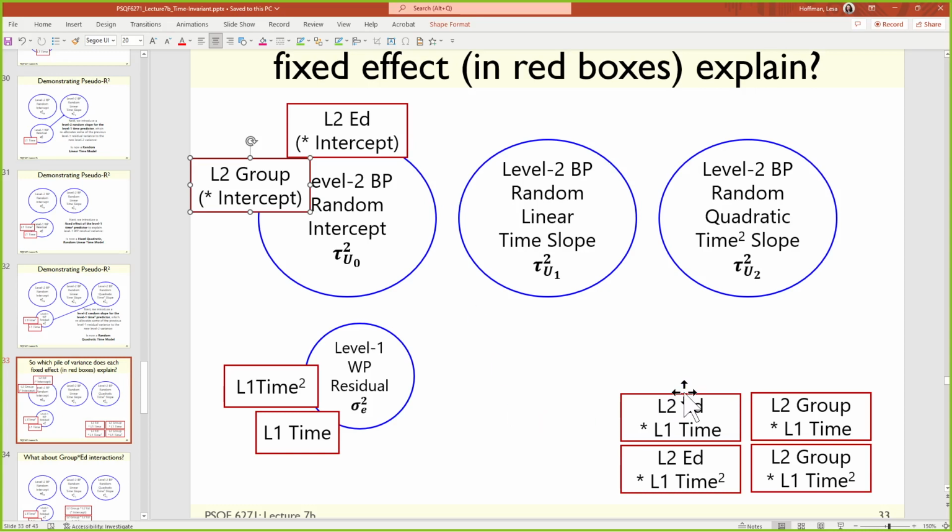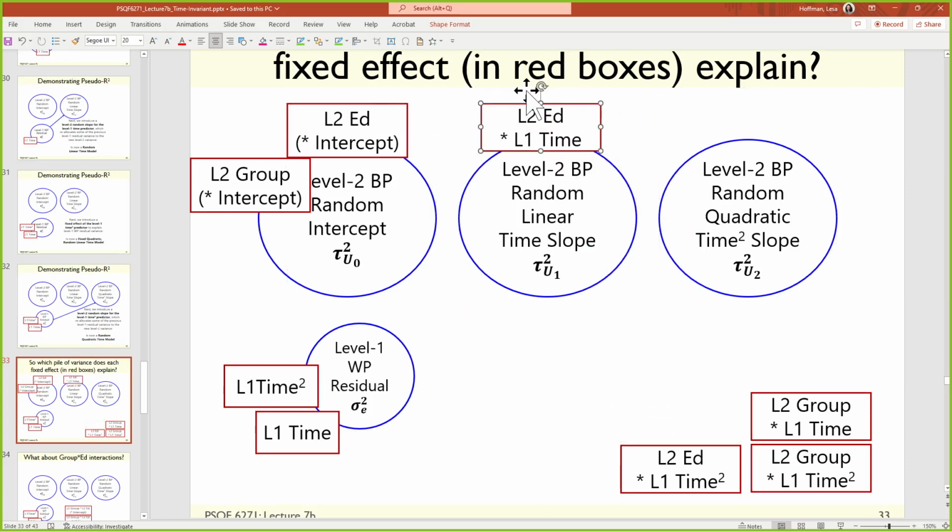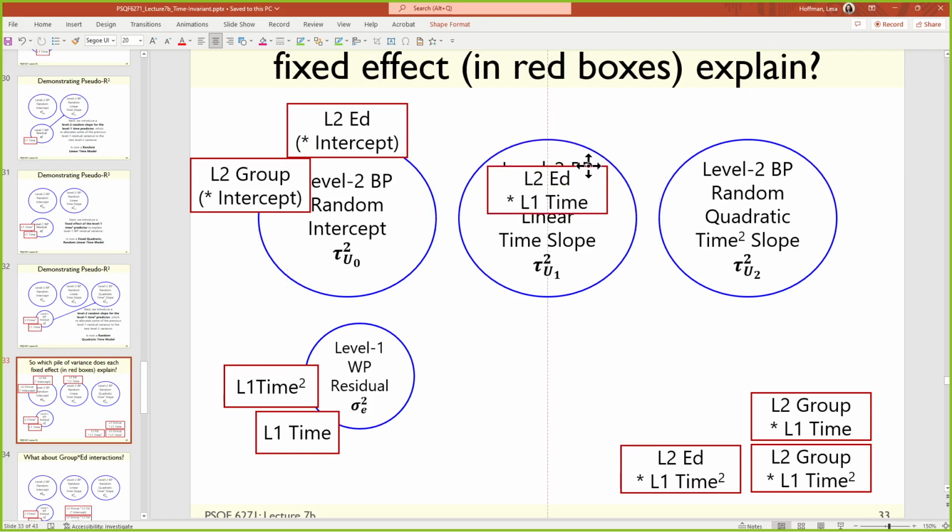Now what about this one? Level 2 education by level 1 time. So that would be gamma 1,1. Would be the second level. And why do you say that? Because it's not quadratic. Because it's not quadratic? Yeah, because it matches. So this cross-level interaction involving level 1 time, its job is to explain why the slopes for level 1 time differ across people. Part of the reason why the slopes might differ across people is their education level. So to the extent that education matters in predicting linear change, then this box should account for at least some of this bubble.